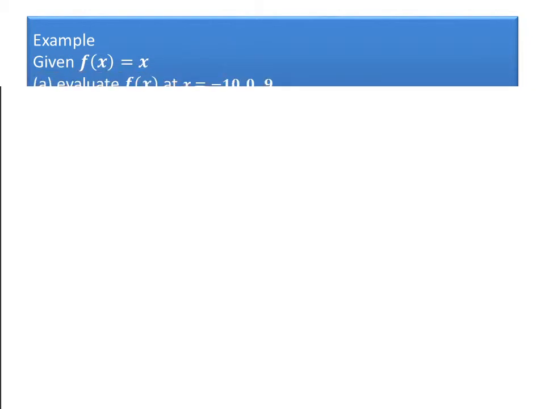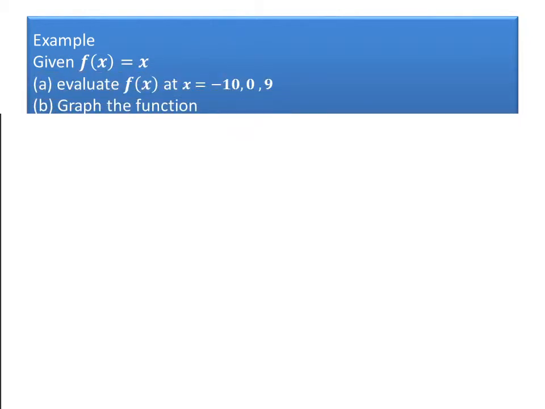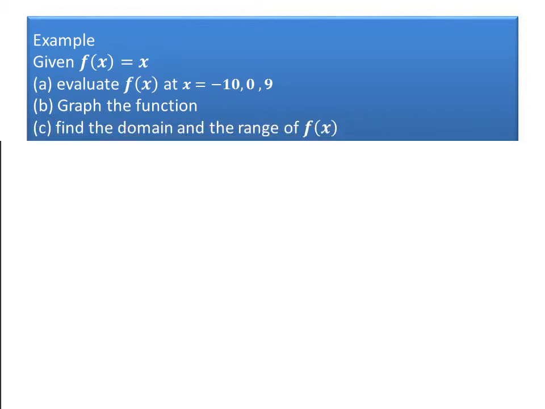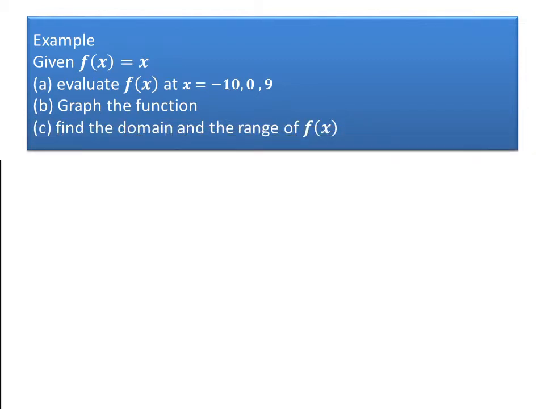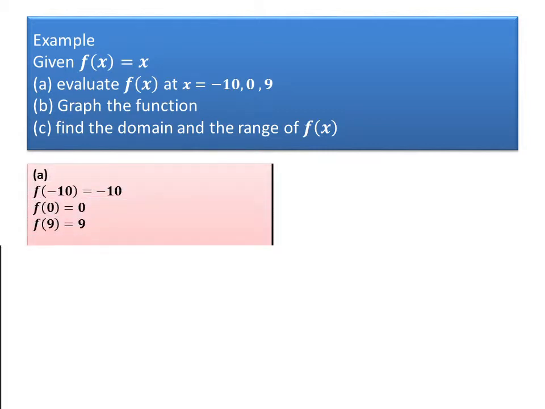In the following example, we give you f of x equal to x. Find f of x at x equal to minus 10, x equal to 0, and x equal to 9. Then graph the function, and find its domain and range. We plug in the values given for x, so f of minus 10 is minus 10, f of 0 is 0, and f of 9 is 9.